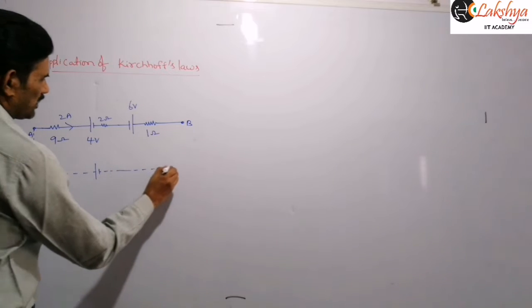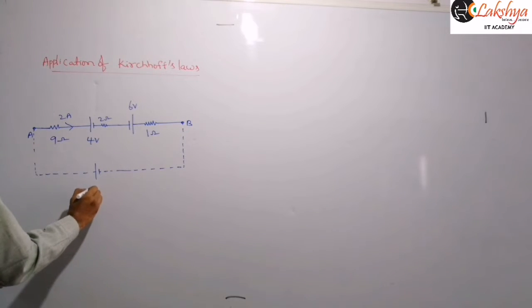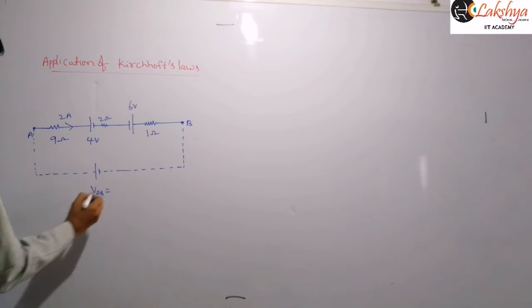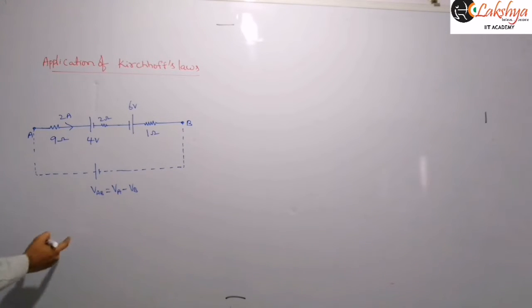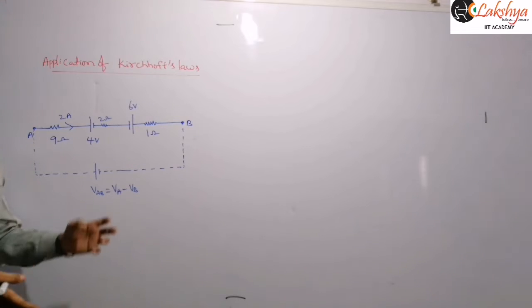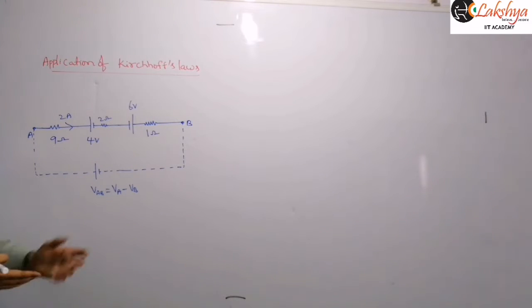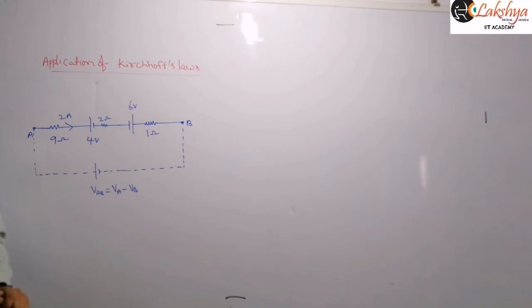A and B are connected by an imaginary cell here of this potential difference VAB, right? And VAB in the sense we are taking VA minus VB. And why I am writing VA minus VB means I am assuming positive is connected to this side. This is our assumption here. If you want to find the potential difference between AB, you need to find the EMF of this battery here, right? That gives the potential difference between AB.